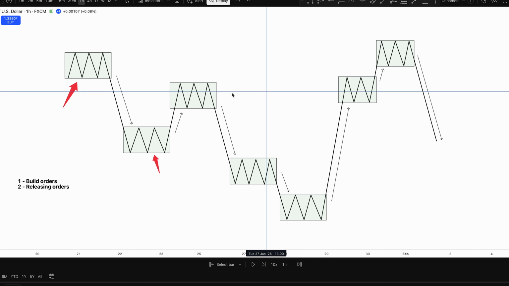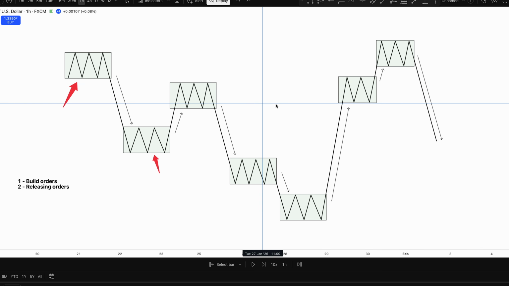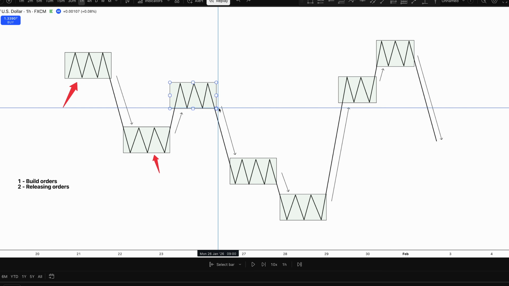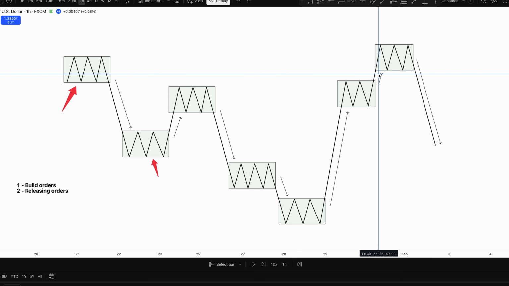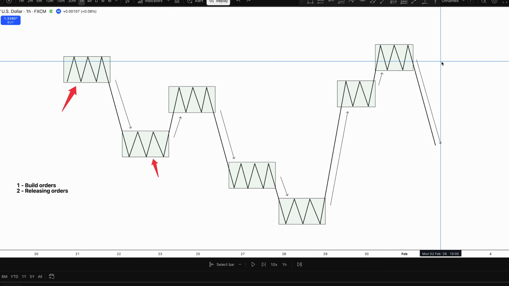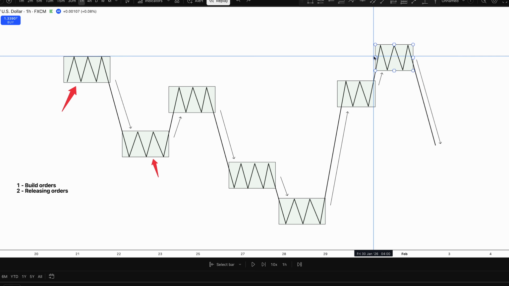So what exactly is an accumulation range then? Why does the market move sideways? Well, all an accumulation or distribution phase is, if we really break it down to its simplest form, is the time that it takes to build an order.